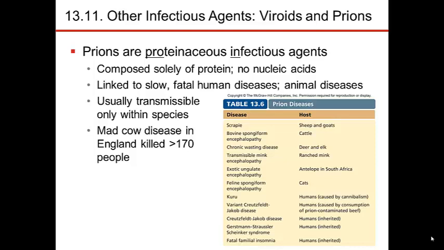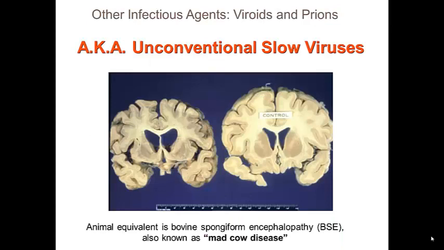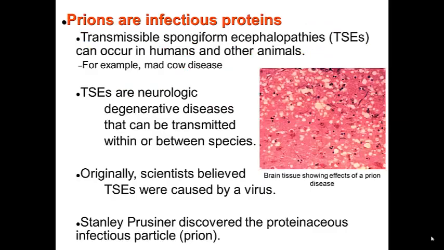Scrapie and normal uninfected cow brains are in this slide. The scrapie-affected brain, infected with prions, is on the left. The normal cow brain is on the right, and the differences in pathology are obvious. Transmissible spongiform encephalopathies can occur in humans and animals.